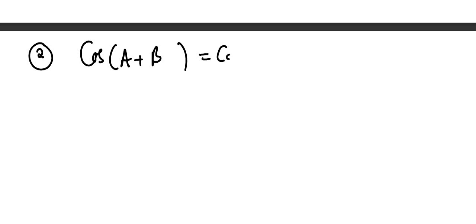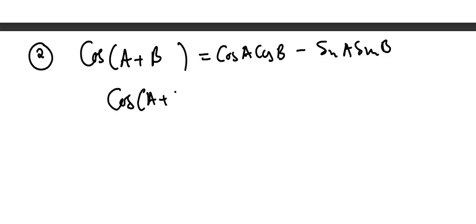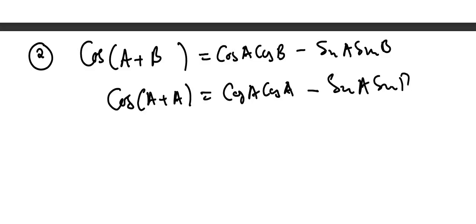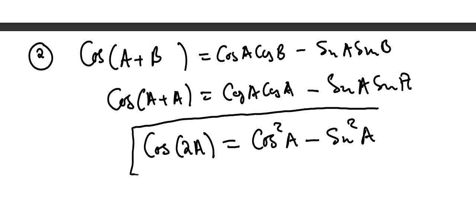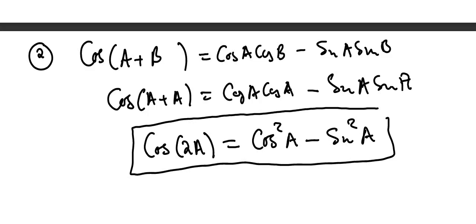So remember, we said this is equal to cos A cos B minus sin A sin B. Now we are changing this. Wherever there is B, we put A. So this is going to be cos A, cos A, then minus sin A, sin A again. So cos 2A is equal to cos A times cos A, that's cos squared A, minus sin squared A. This is another identity that you can keep at your fingertips. Hope this is okay.